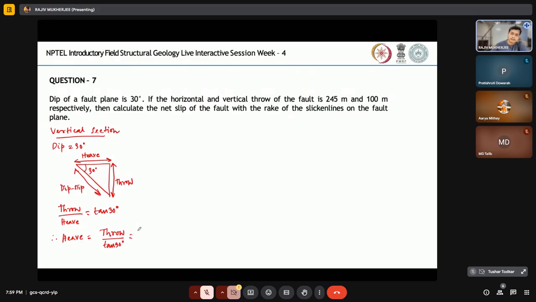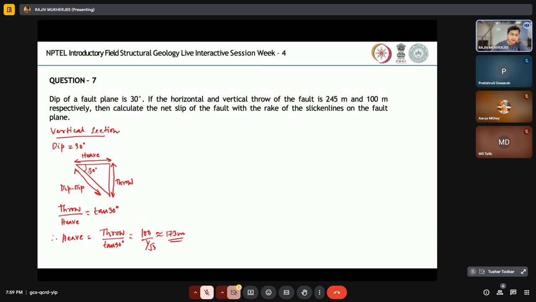Throw is 100 meters, right? Because horizontal throw is 245 and vertical throw is 100 meters. So 100 by 1 by root 3. So it is nearly about 173 meters. So this is the throw.